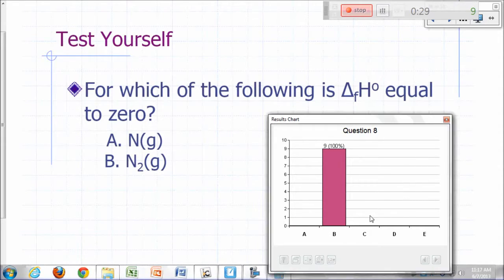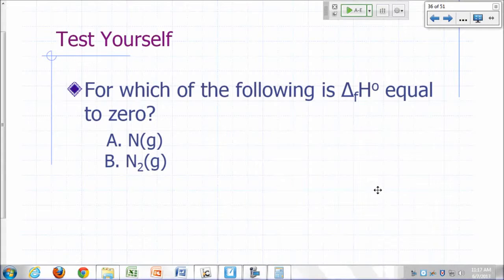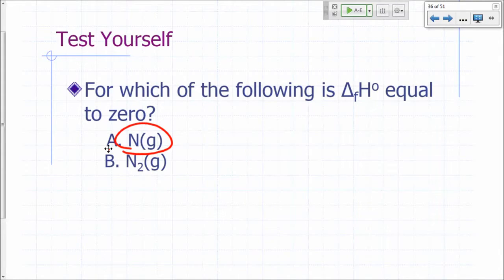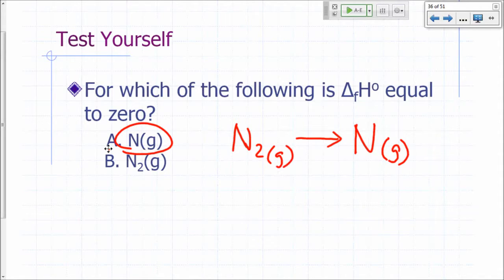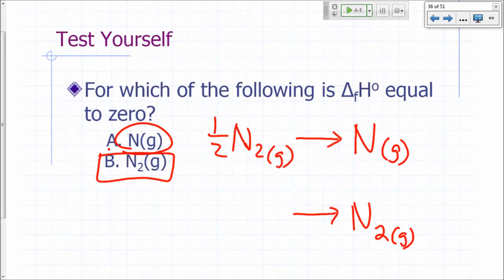Correct answer is B. Why B? Oh, I have to stop it first. Why B? What's the delta H of formation of N? It's the making of 1 mole of atomic nitrogen from diatomic nitrogen, right? So to balance this equation, that would be that. What's the delta H formation of N2? I have to make a mole of N2 gas from a mole of N2 gas.